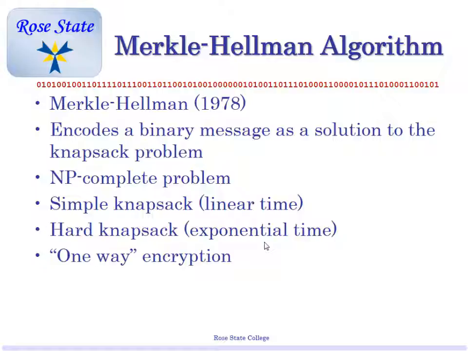It's an NP-complete problem because we can guess an answer. We guessed 11011. We can test it. And that's an algorithm that knows it works every time. There's something called a simple knapsack. We're going to see what that looks like, and we're going to use that to create a hard knapsack, which is exponential time. In other words, we're going to use some math in it. This is also one-way encryption.